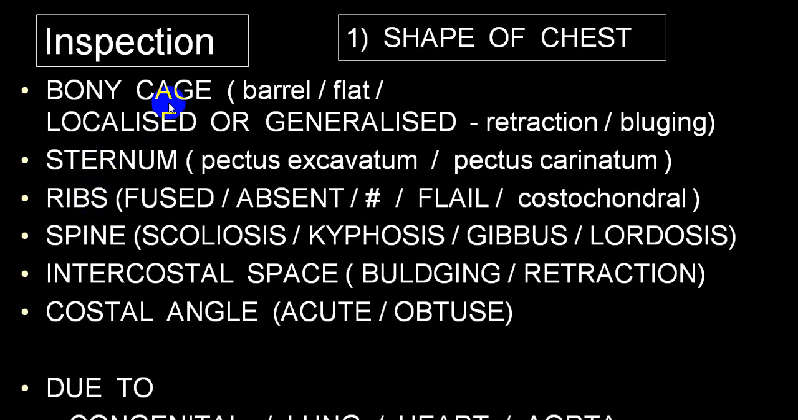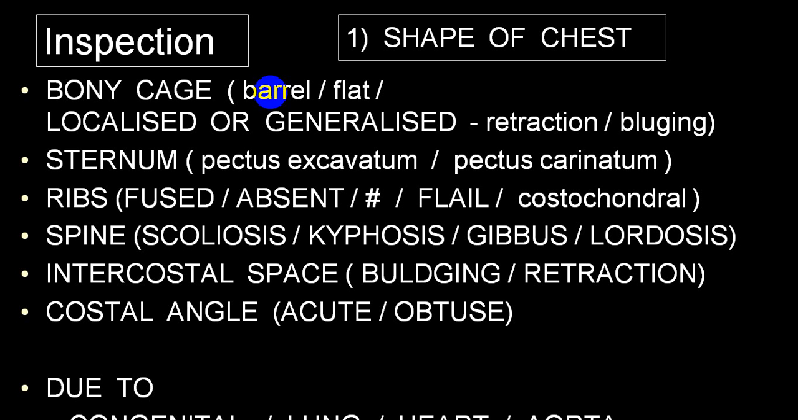If you want to identify the exact shape of the chest, it is best to stand at the foot end and compare right with left. You will be able to pick up peculiar changes like barrel shaped chest and flat chest. In a barrel shaped chest, the AP diameter is almost equal to the transverse diameter. You will see a bilateral symmetrical bulging of the chest wall. While in a flat chest, the AP diameter will be markedly less, less than 50% of the transverse diameter.